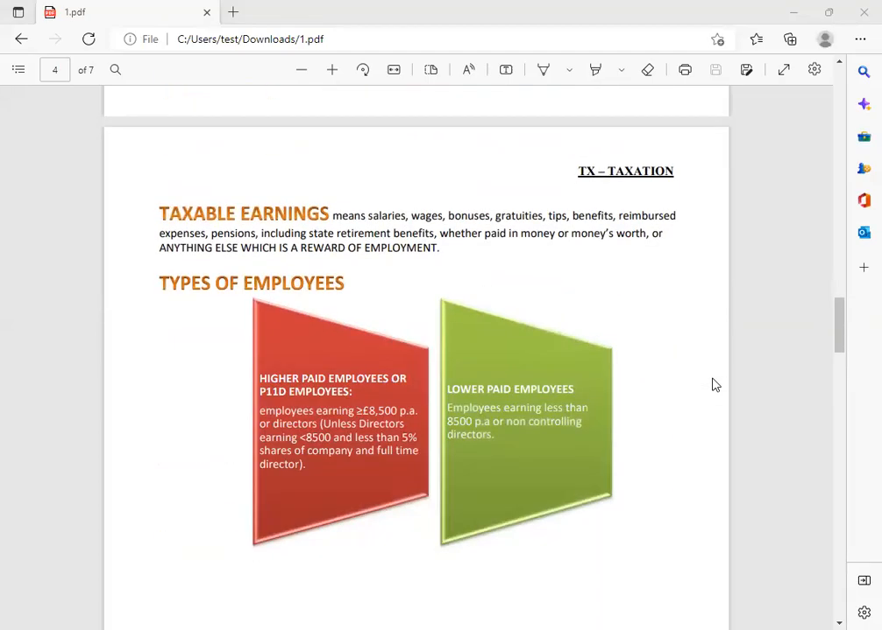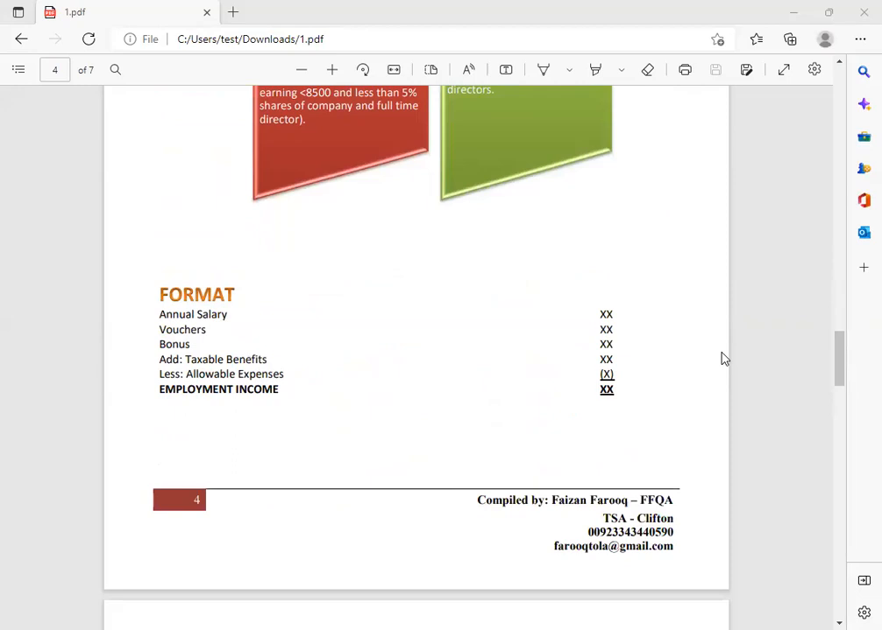Now, in employment income, how are we going to calculate it? We have a small format. You can see on your screen that the format is very small, but it's not a small format. It will be a very detailed one. First is annual salary. Remember that we have tax year 21-22. We have to focus on this tax year while calculating our employment income.